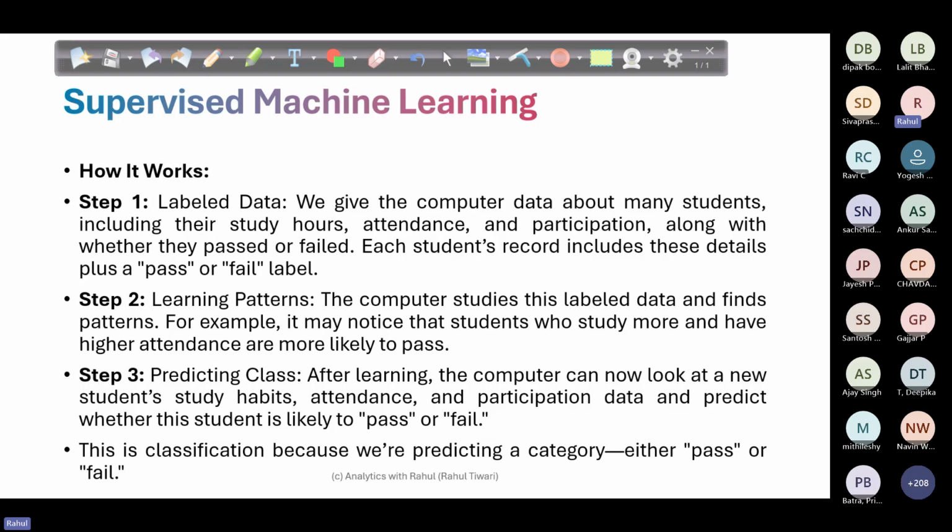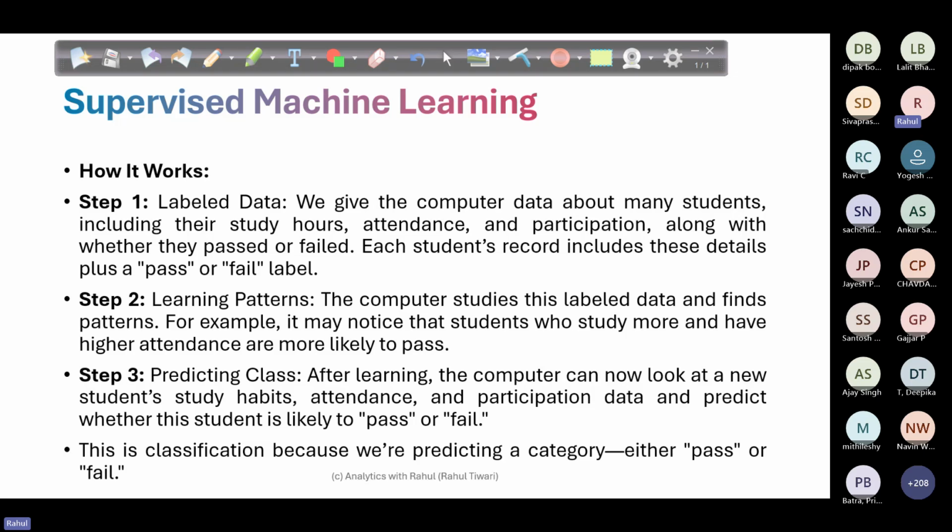So how does it work here? First, the data which you are going to get is labeled data. We give the computer data about many students, including their study hours, attendance, and participation, along with whether they passed or failed. Basically, I am going to provide the information to the machine based on my past data.